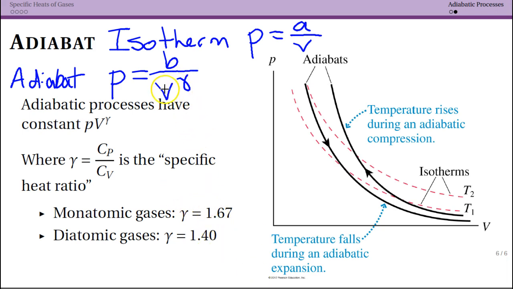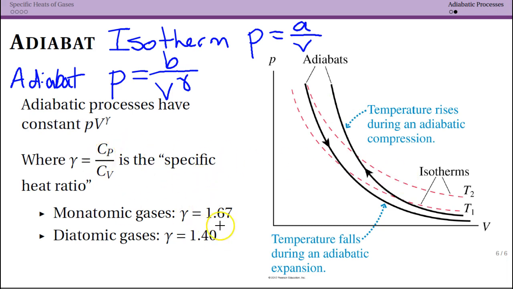So this is like a curve that is slightly between a 1 over X curve, let me simplify, and a 1 over X squared curve. Right? So a 1 over X squared curve has a sharper fall than a 1 over X curve. The isotherms are 1 over X curves. So your adiabats have a slightly sharper fall than your isotherms. So that's one way to think about it.